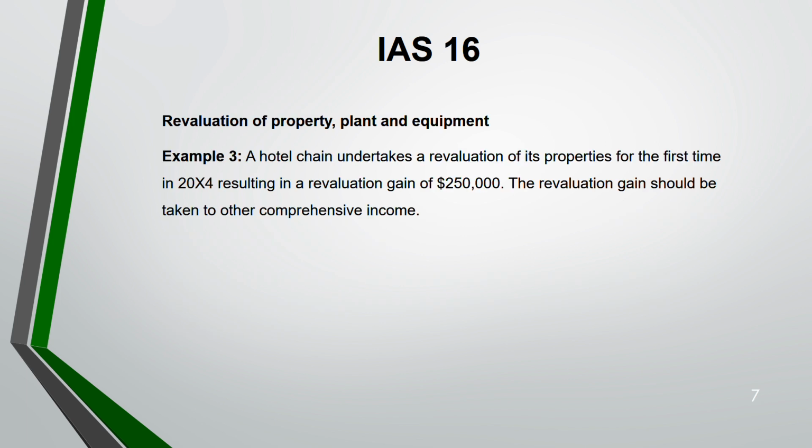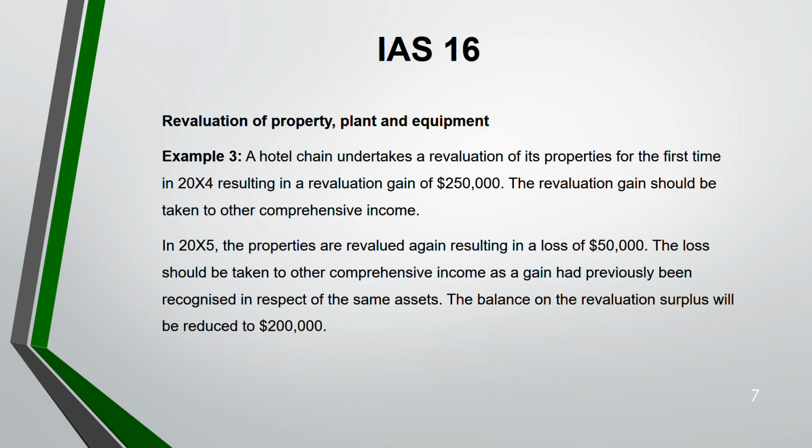Now, example 3. A hotel chain is undertaking a revaluation of its property for the first time, resulting in a revaluation gain of 250,000. So this 250,000 will go in OCI. In 2005, they have got a revaluation loss of 50,000. So what should you do? See, earlier there was a gain, now it's a loss. So first, the loss has to be taken to other comprehensive income because there was a gain that has been recorded in OCI previously. Then the balance will go to profit and loss. So first the 50,000 loss that has occurred.